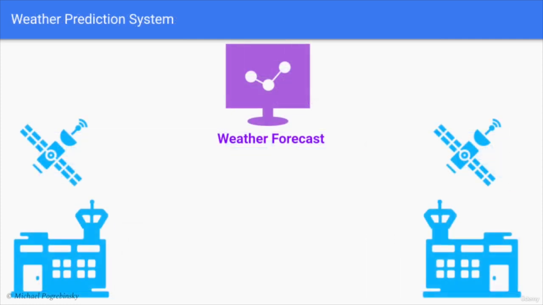Finally, we have the weather prediction systems that analyze a lot of data from different sensors located on satellites as well as in different locations throughout a large geographical region. Those systems can help us predict the weather as well as alert us about upcoming storms or tsunamis.